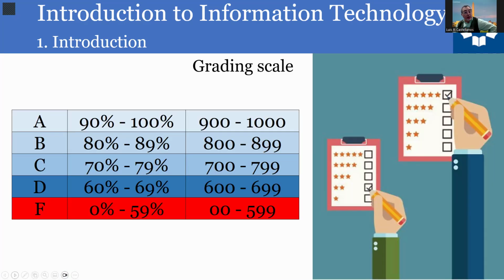That's the grading scale from A to D. That's 600 and above, 60% and above. Below that, that's an F. That's a fail. For IT students, those majoring in IT or computer sciences, you need to have a C in order to pass. If you're in any other path, D is a passing grade. But in IT, it's C, because this is a foundation.